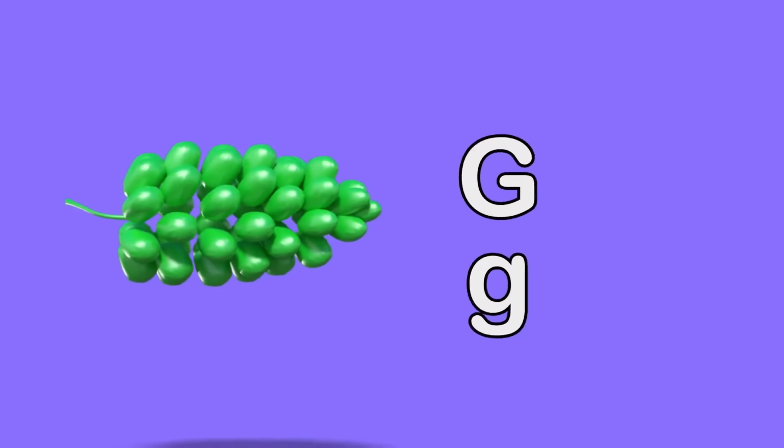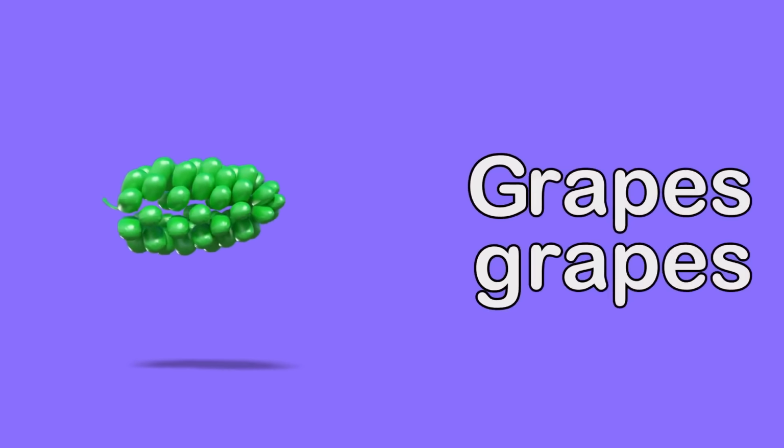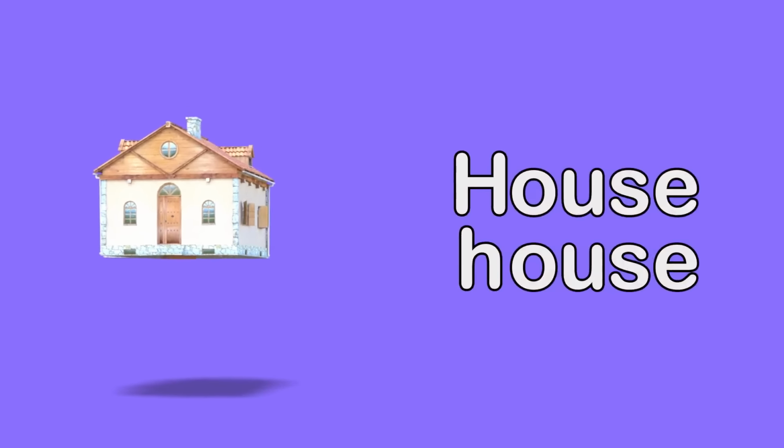E is for elephant, elephant. F is for fish, fish. G is for grapes, grapes. H is for house, house. E is for elephant, F is for fish. G is for grapes, H is for house.